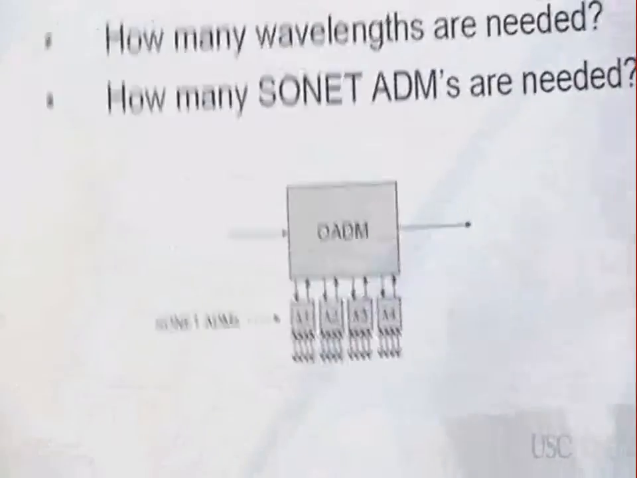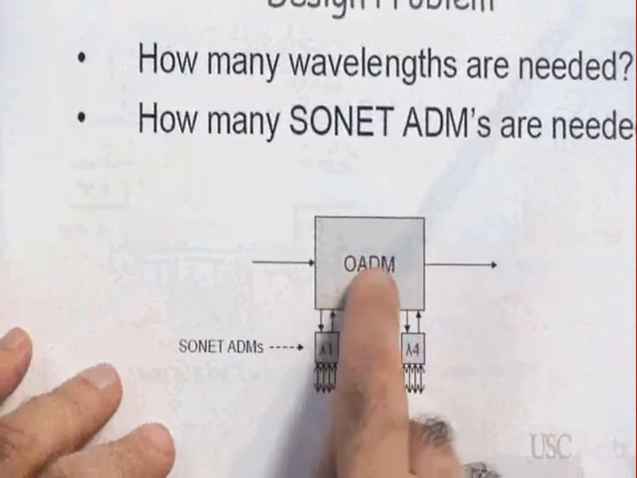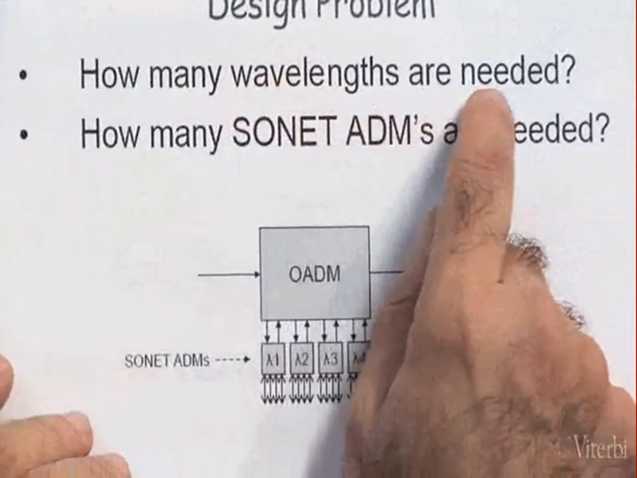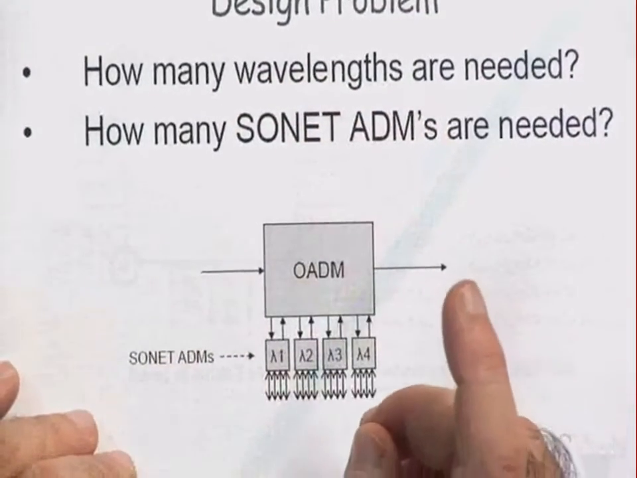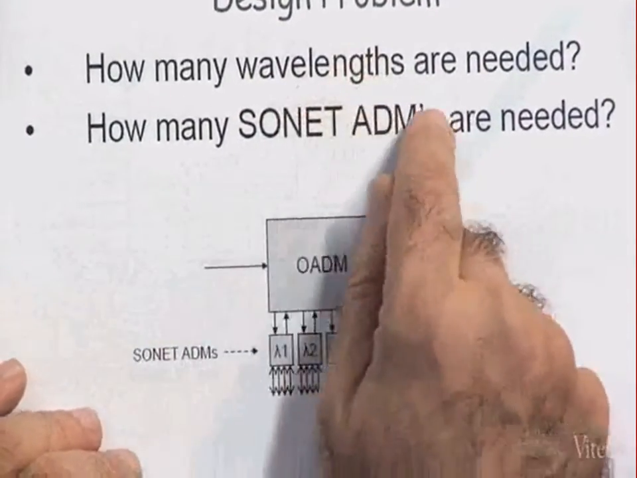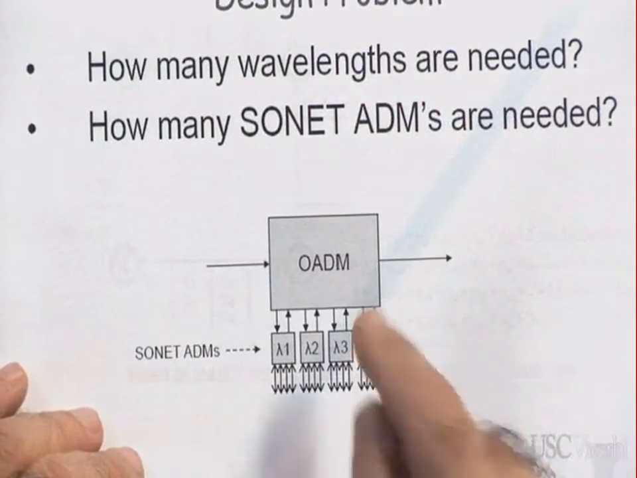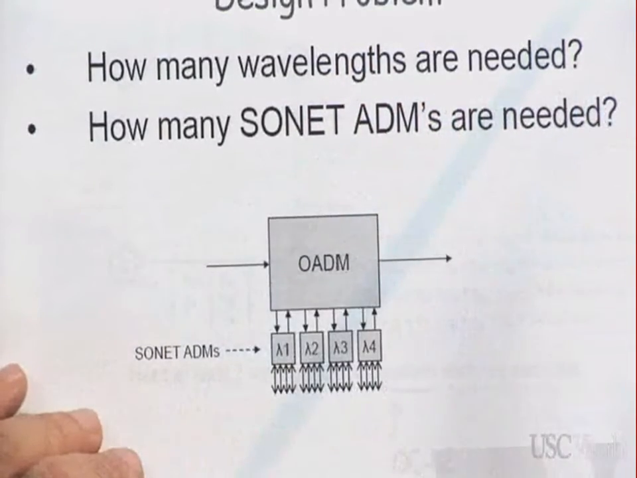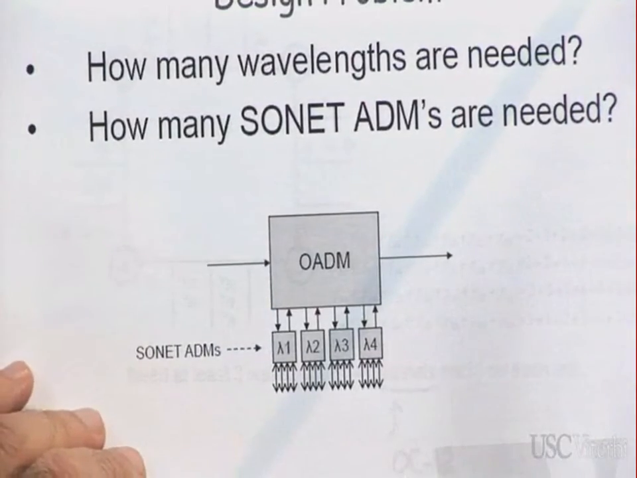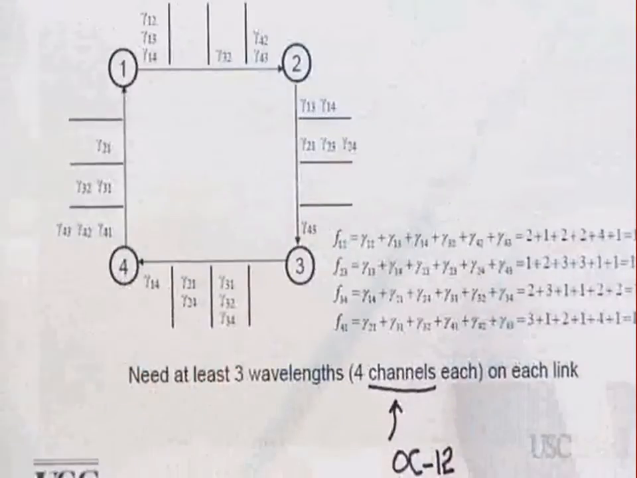It means I need to worry about how many wavelengths are needed. We already answered that question. And then how many ADMs are needed? Where would I put the ADMs? The added drop box. Did you get this or not? Yes? Okay. Let's see if you can help me.